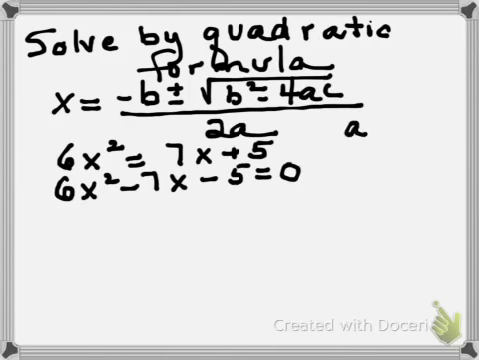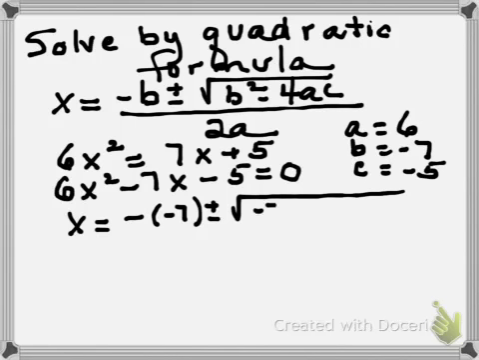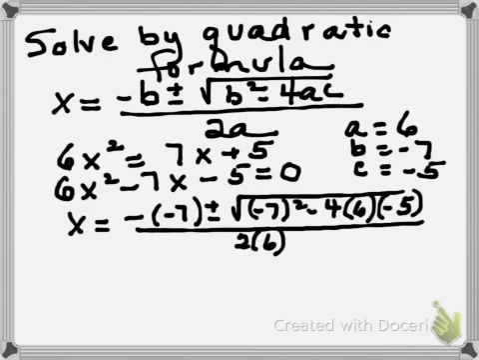So now a is equal to 6, b is equal to negative 7, c is equal to negative 5 in the formula. So I have x is equal to negative negative 7 plus or minus the square root of negative 7 squared minus 4 times a, which is 6, times c, which is negative 5, and the entire quantity there is over 2a, or 2 times 6.